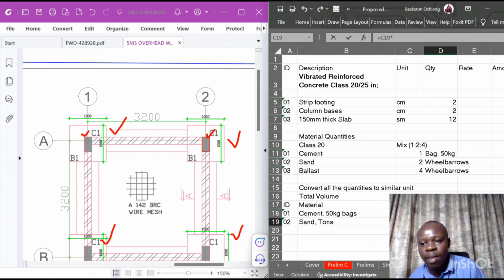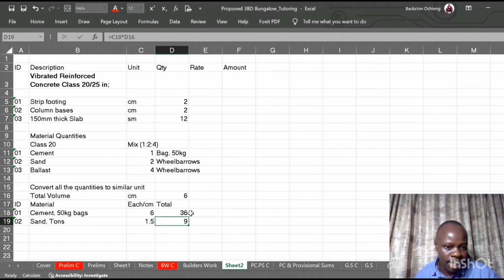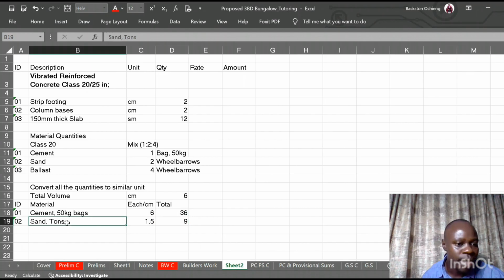Then you multiply that times 6, which is the total cubic meters that we have for the elements we're dealing with. So this gives us 9 tons. Okay, this gives us 9 tons of sand.